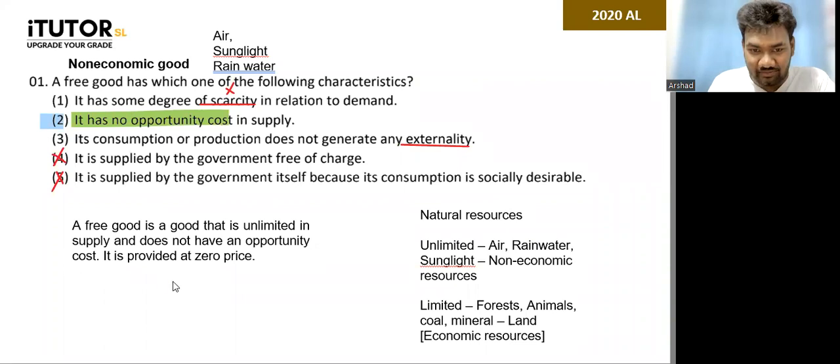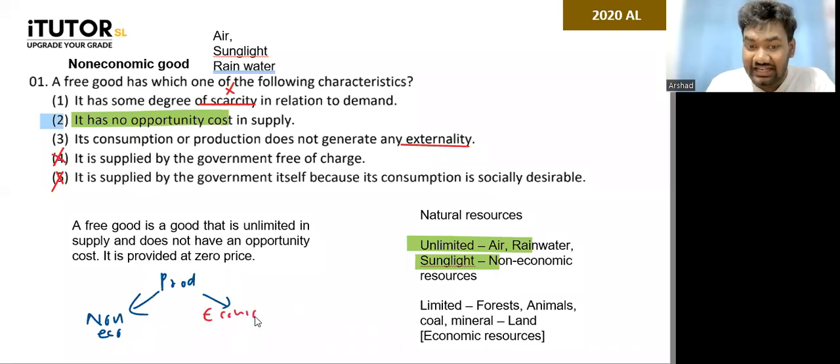You have production resources divided into two. What are the two? You have non-economic, which is only the ones that are unlimited. Then you have economic resources. Under economic resources, you have your first one that is called land, then labor, capital, entrepreneurship. So under land, you do have all of this limited natural resource.